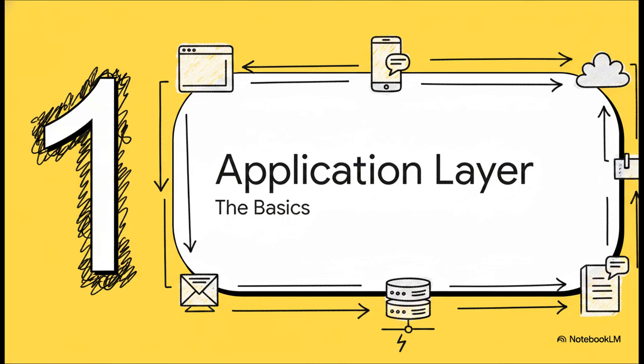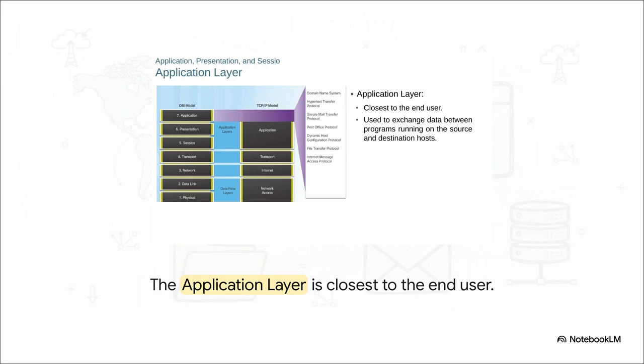Let's look at the absolute foundation of network communication. So whether you're looking at the classic 7-layer OSI model or the more streamlined TCP/IP model, the application layer sits right at the very top. It's the closest one to you, the user. You can kind of think of it as the ultimate customer service team, stepping in to bridge our human-readable software with those complex machine-readable networks. Its main gig is exchanging data between the programs running on your device, the source, and whatever destination host you're trying to reach out to.